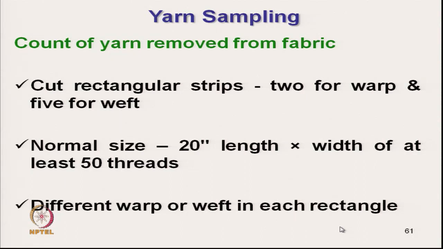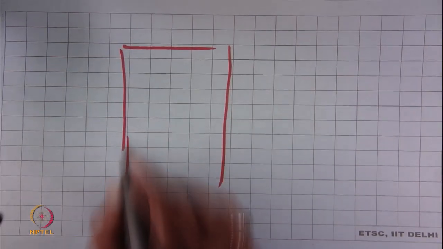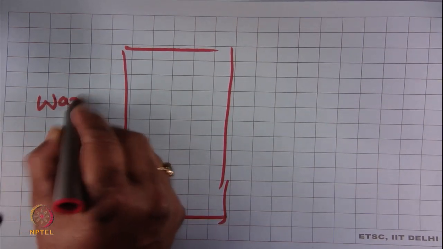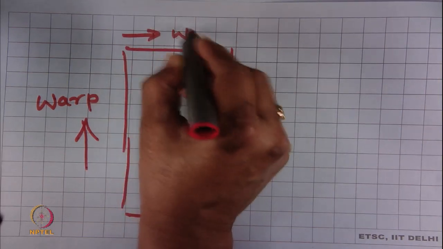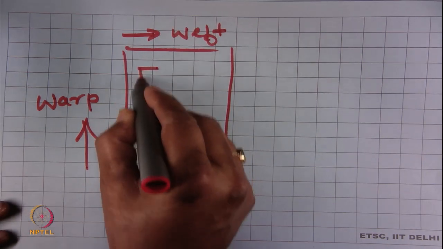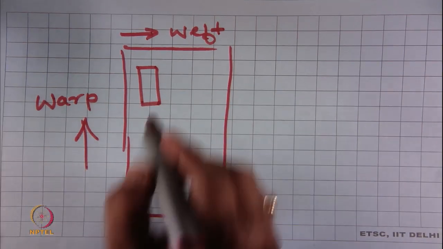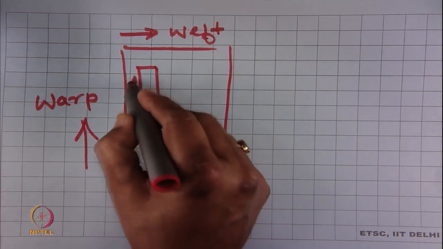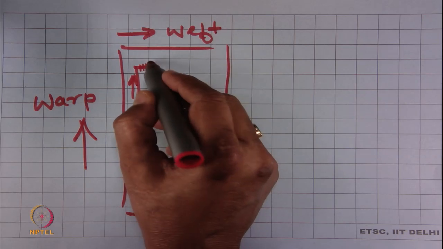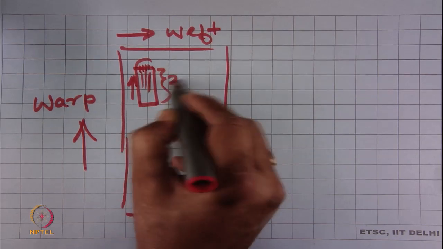Now, let us see, suppose this is a fabric, this is warp, and this one is the weft direction. Now, the way we have to select: this is for the warp direction length we want to select, and the minimum width will be such that at least 50 threads are there. In this way we have to cut, and this length is 20 inch.